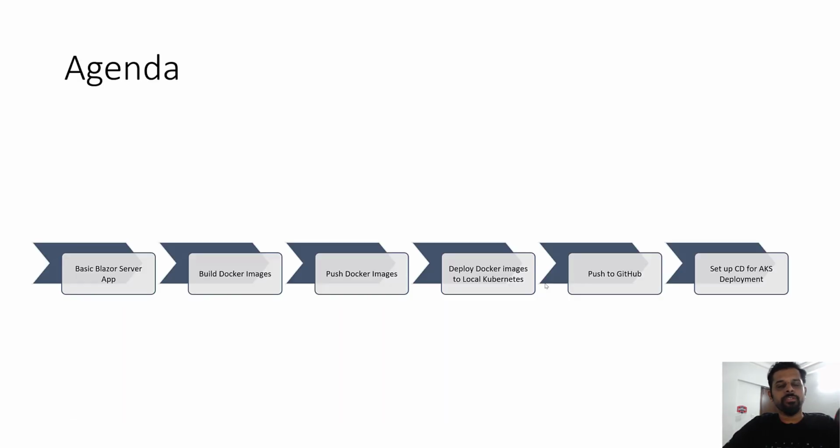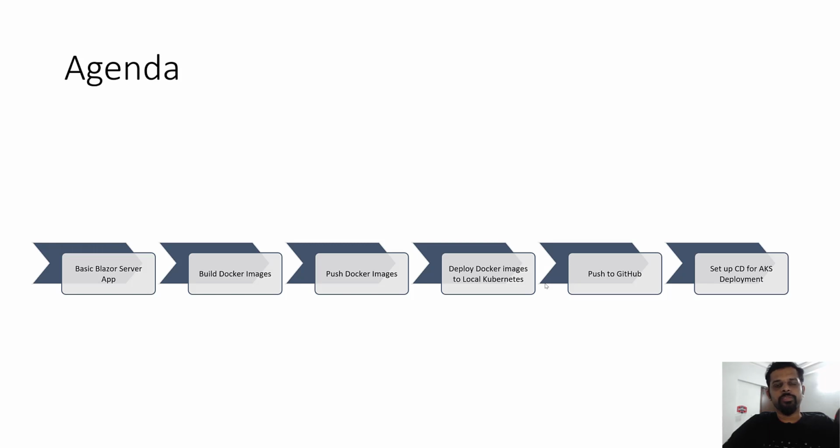So the agenda of this session is going to be this, right? Let's start with a basic Blazor server-side app, and then let's run it locally, and let's build Docker images for the same, and let's push the Docker image into the DockerHub registry, and then let's try to deploy this Docker image into the local Kubernetes, right? And from there we'll push it into GitHub, and we'll try to set up the GitHub Actions for this.